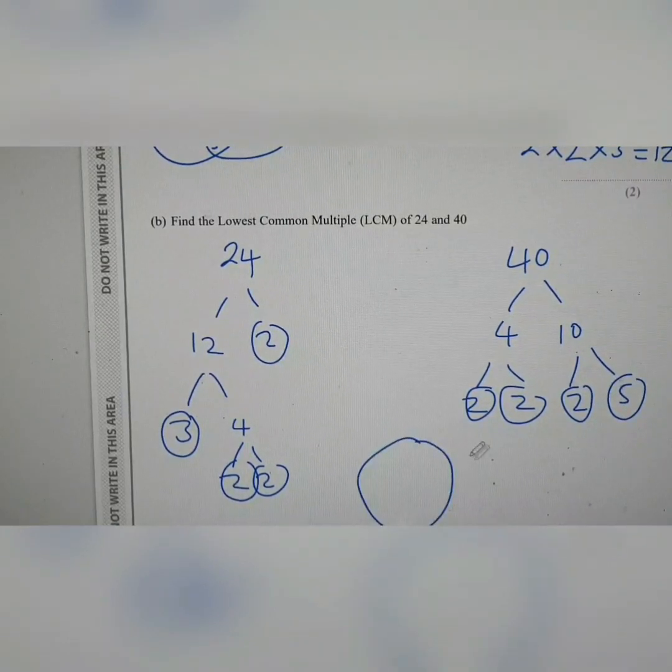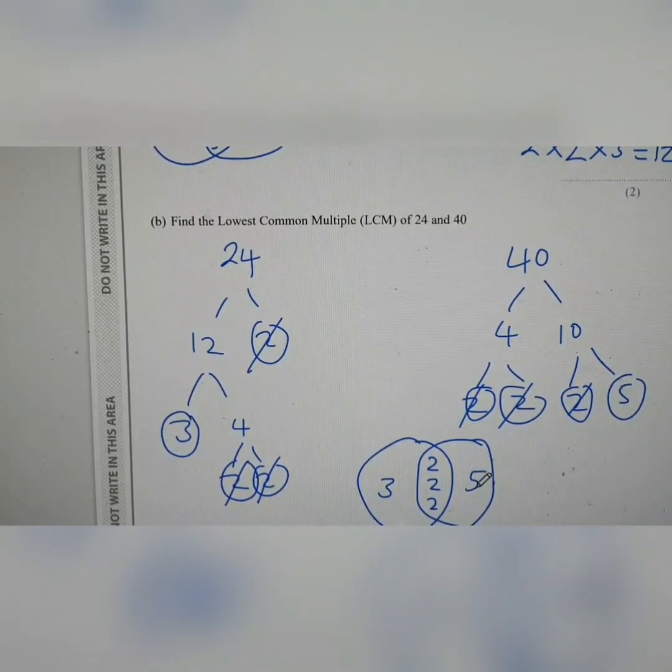Then I'm going to put the numbers in the Venn diagram again. So we've got 3 lots of 2's repeating. 1, 2, 3. And I'm left with 3 here and a 5 there.